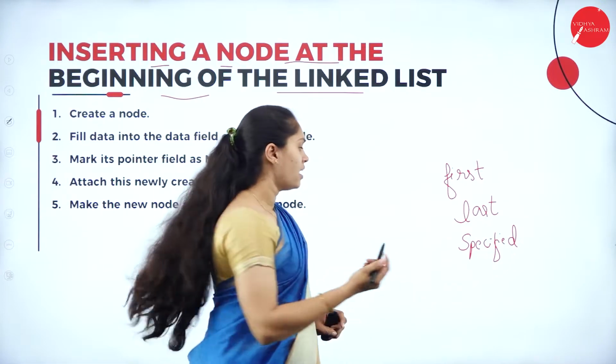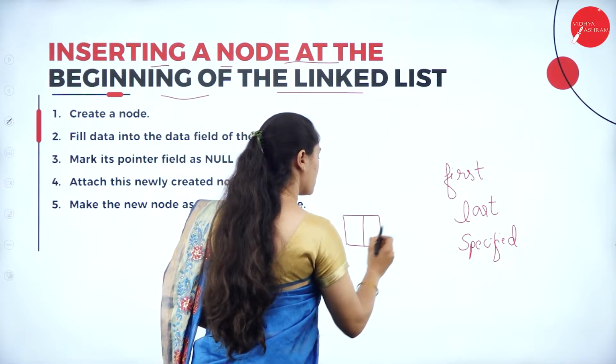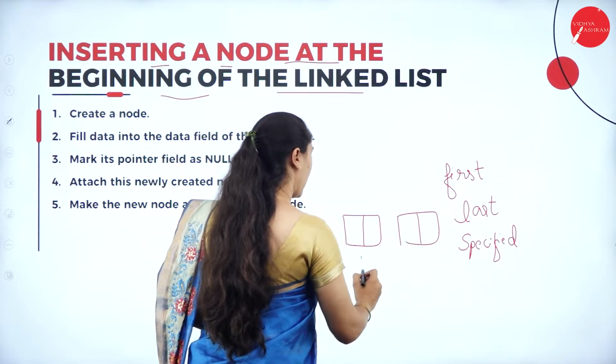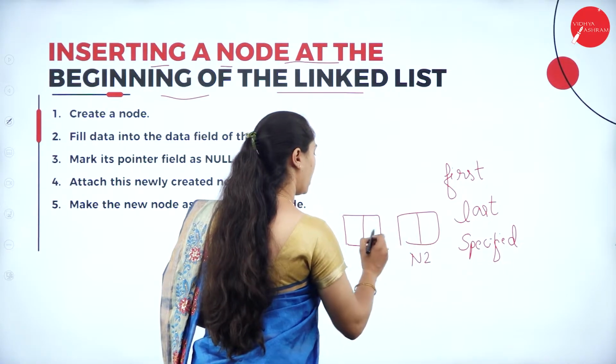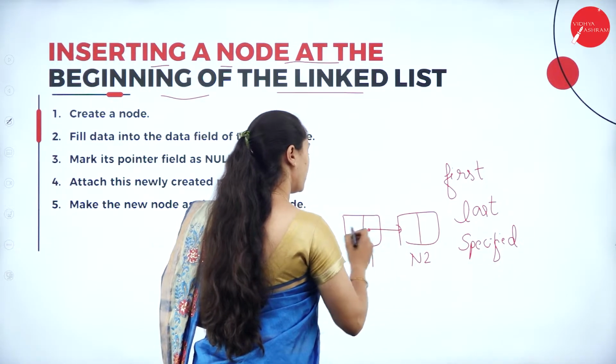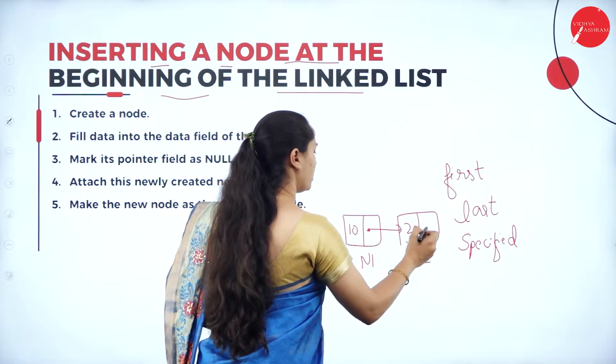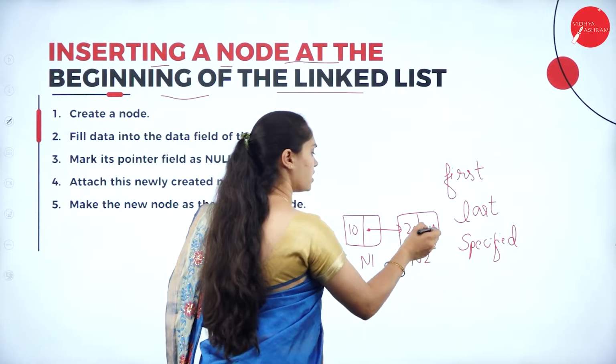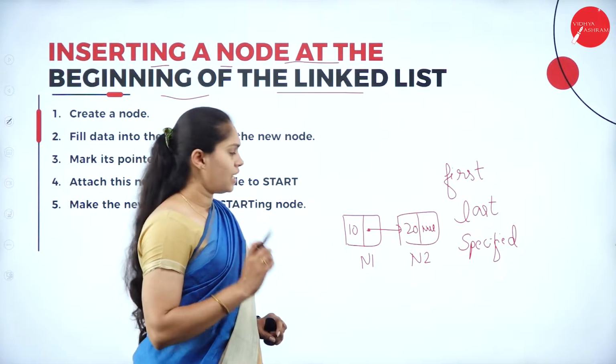For example, already I have a linked list. Just imagine I already have 2 nodes. Let me consider N1 and N2. Each will have the address of the next node. Let me consider 10 and 20. This is null, because it indicates it's the last element of the linked list here.